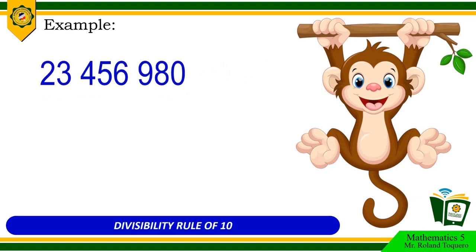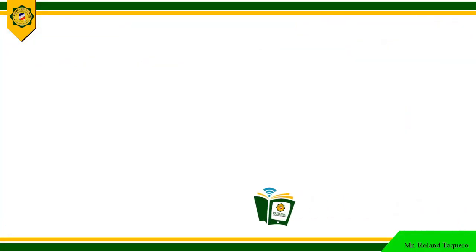For the divisibility rule of 10, a number is divisible by 10 if the given number ends with 0. For example, 23,456,980. Is this number divisible by 10? The answer is yes. Why? Because it ends with 0.